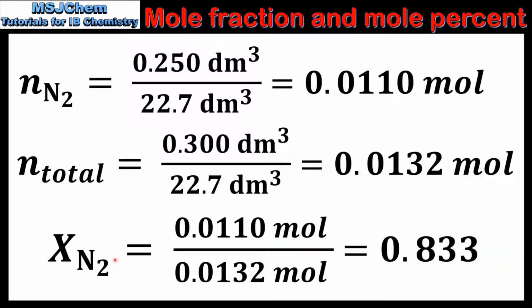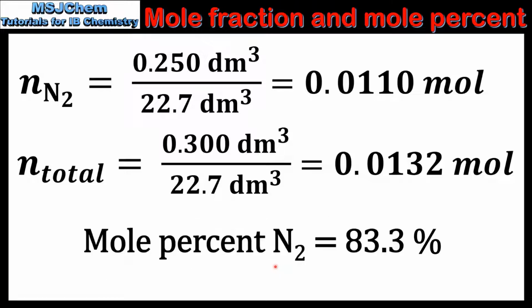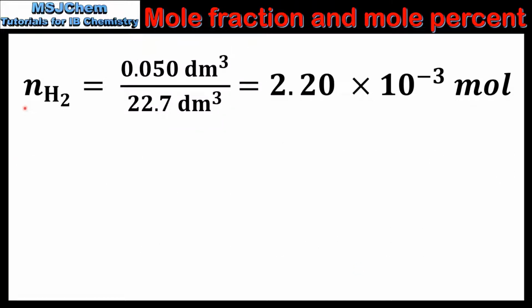So the mole fraction of nitrogen is the amount in moles of nitrogen divided by the total amount in moles of the mixture, which gives us a mole fraction of 0.833. To calculate the mole percent, we multiply the mole fraction by 100, which gives us 83.3%. So next we'll calculate the mole fraction of hydrogen.